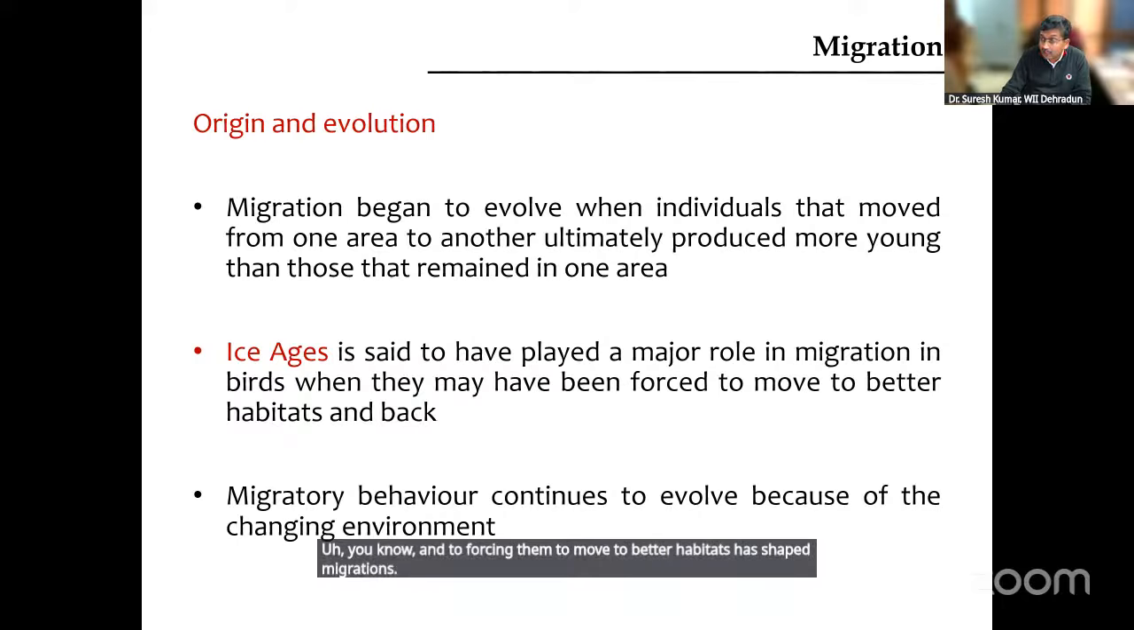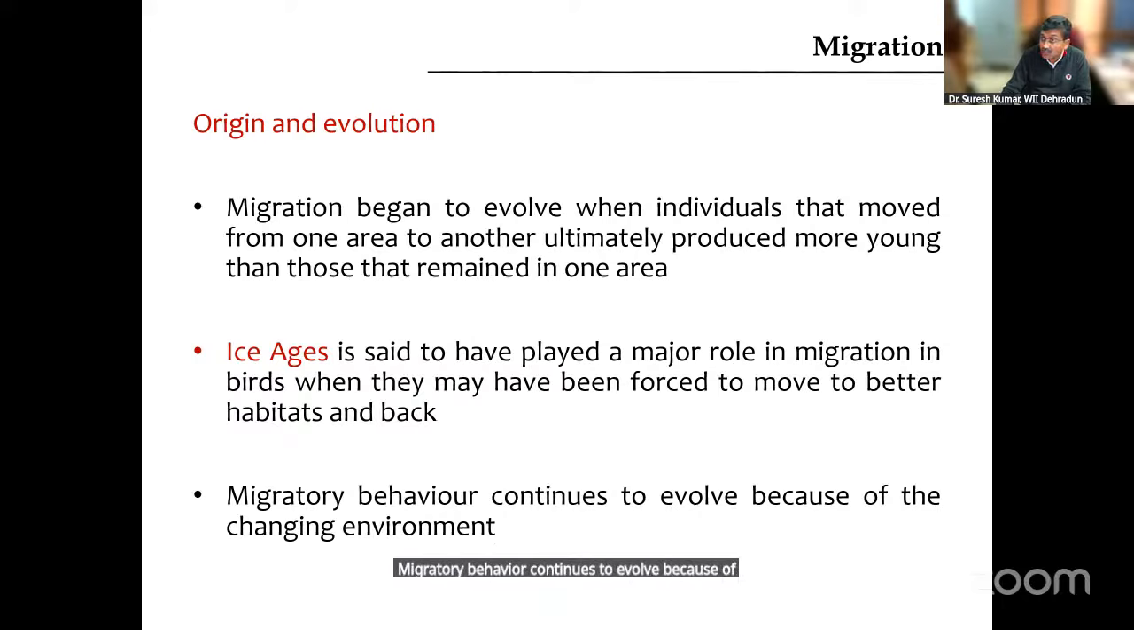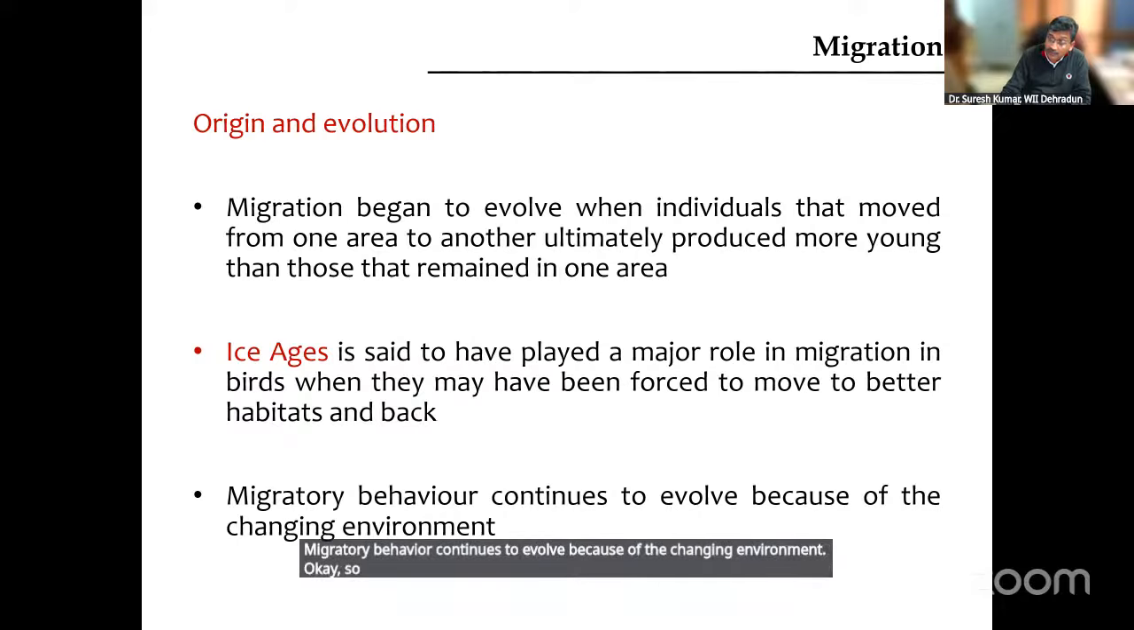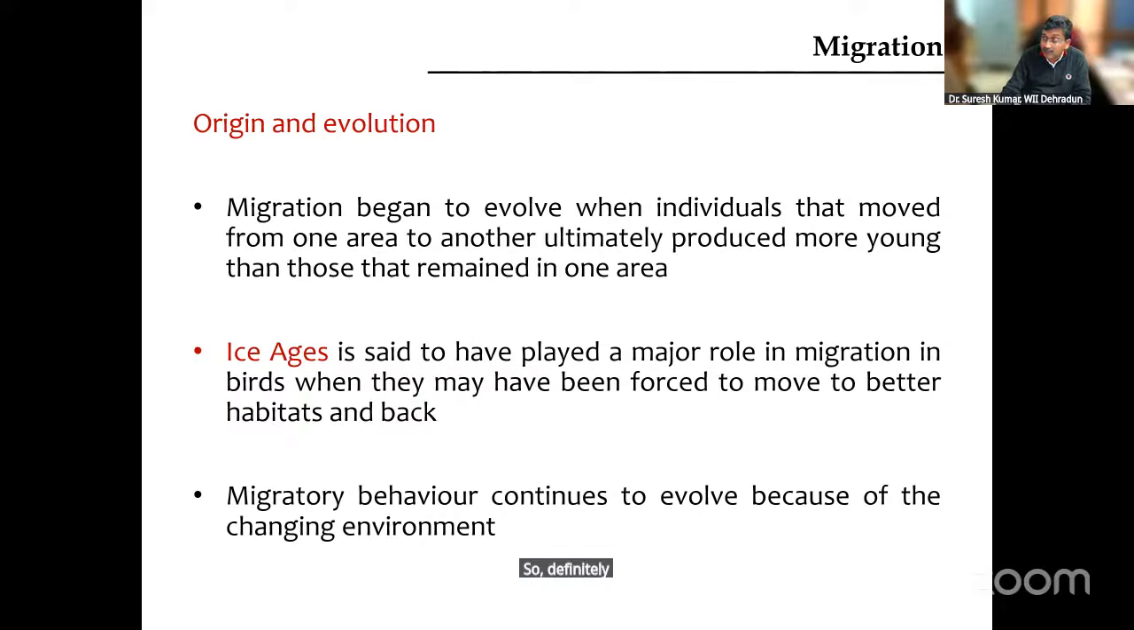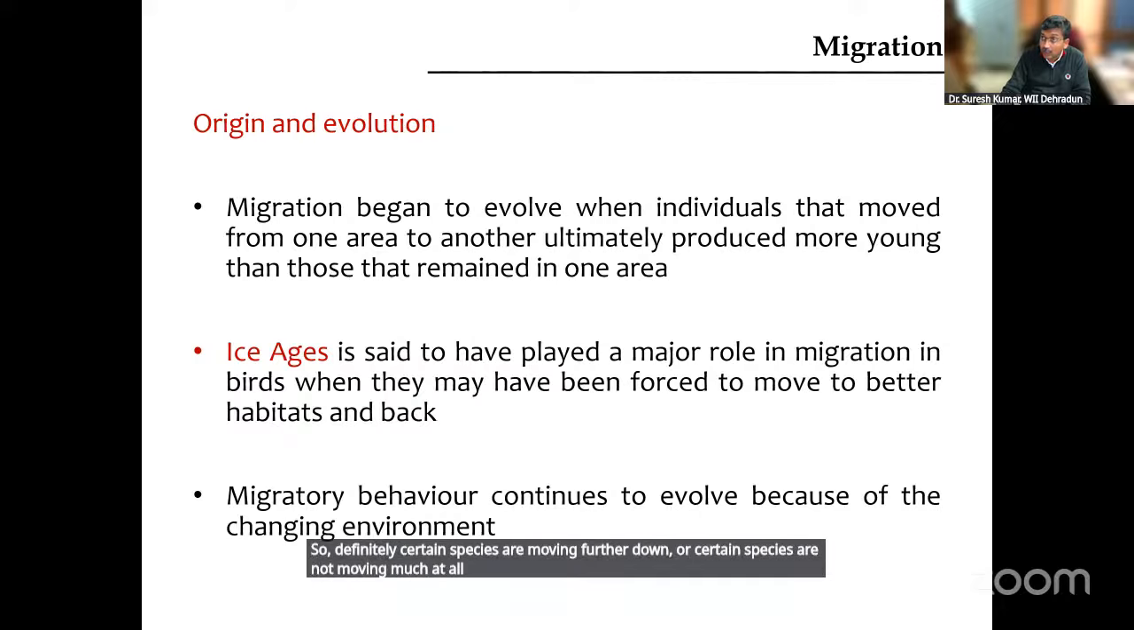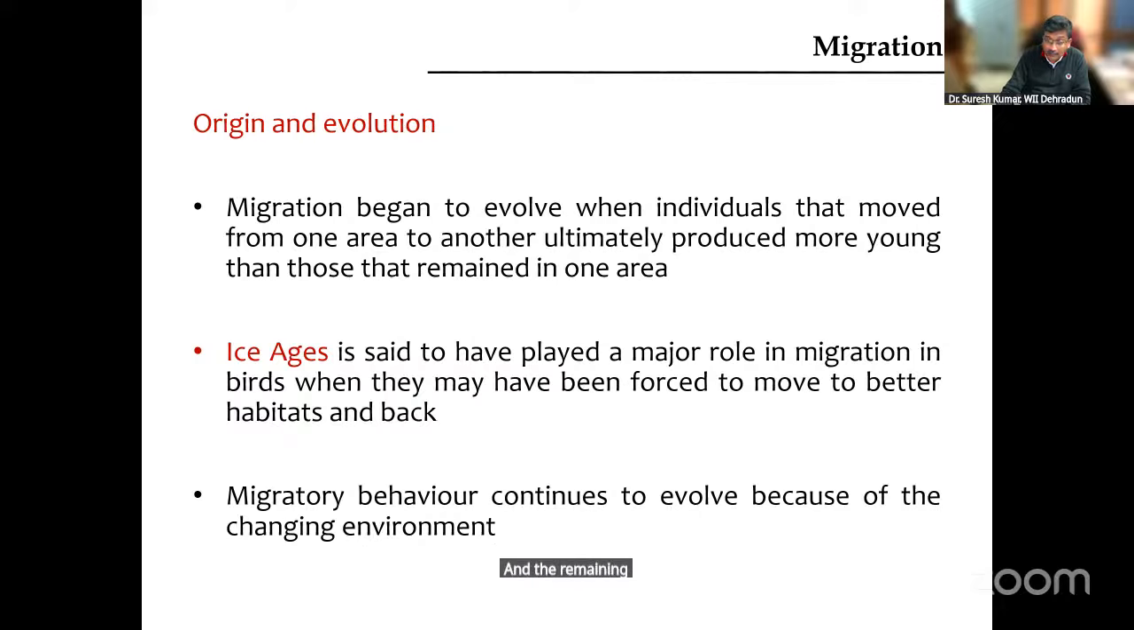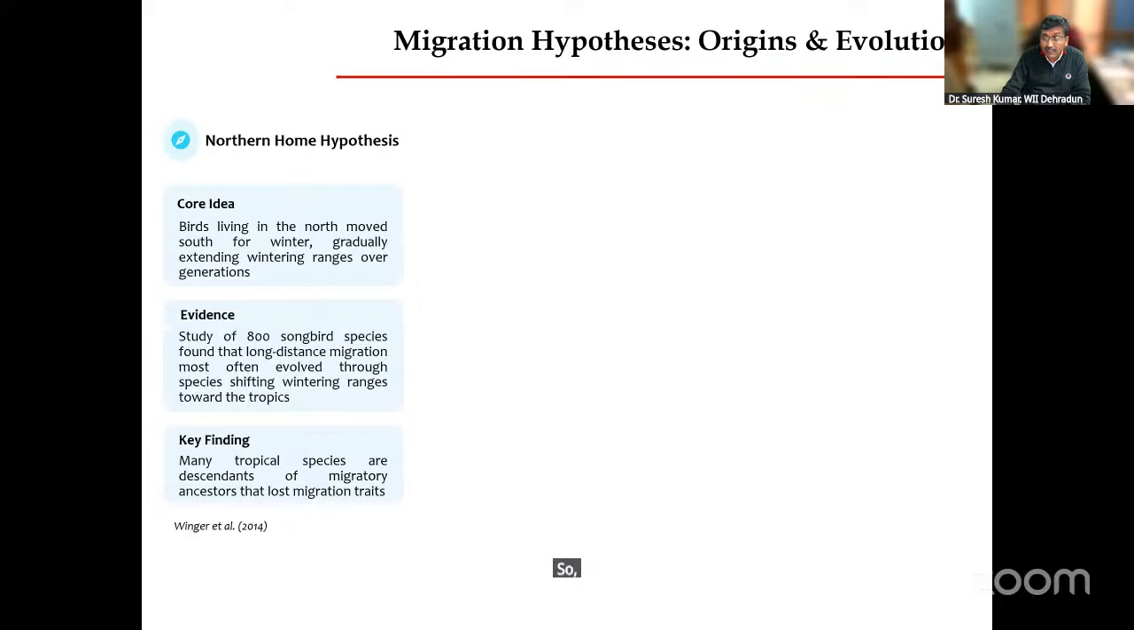Migratory behavior continues to evolve because of the changing environment. Okay, so it's not fixed. So definitely certain species are moving further down, or certain species are not moving much at all and remaining where they are. So there have been quite a few hypotheses trying to understand the strategies of what these birds do. So there's this which is known as the northern home hypothesis.